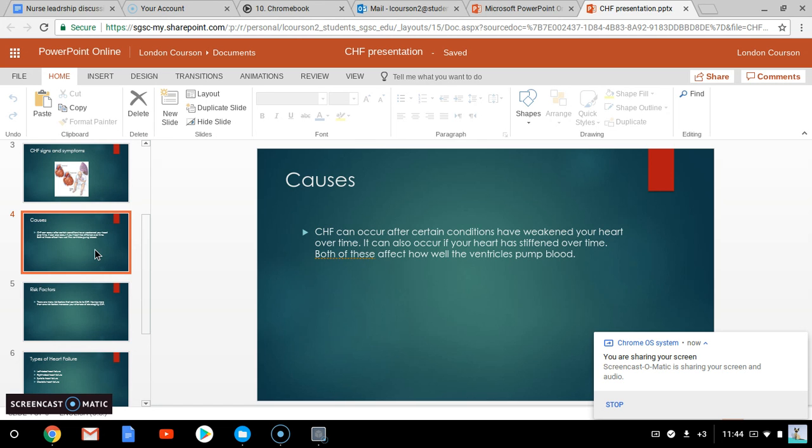Congenital heart defects can also lead to heart failure. And heart arrhythmias that cause your heart to beat too fast or too slow. And chronic diseases such as diabetes can also cause heart failure.